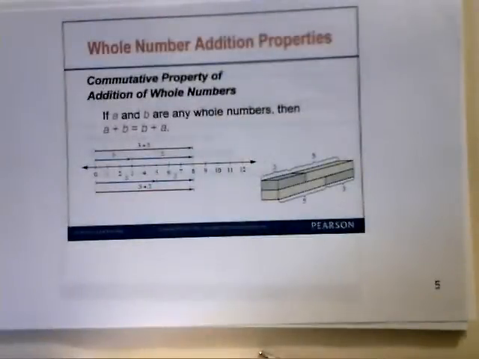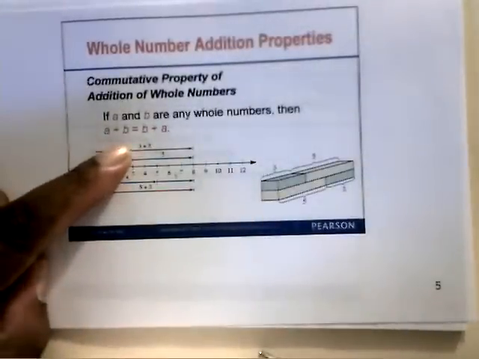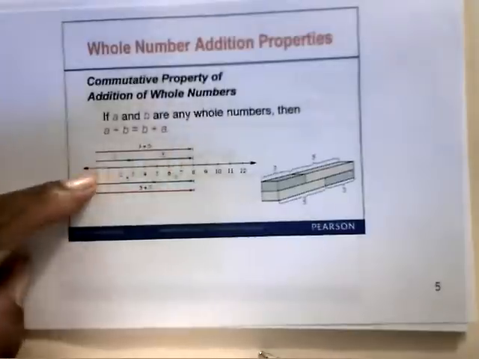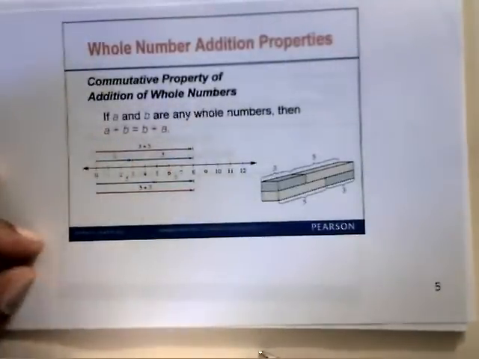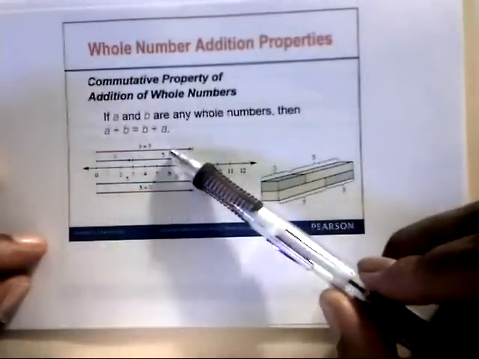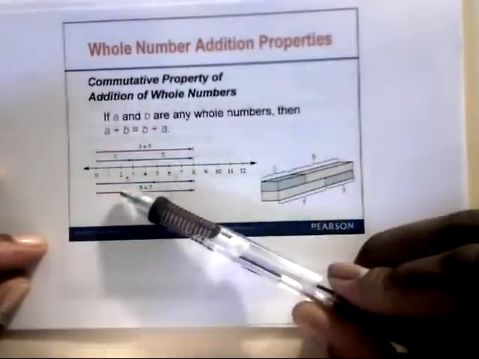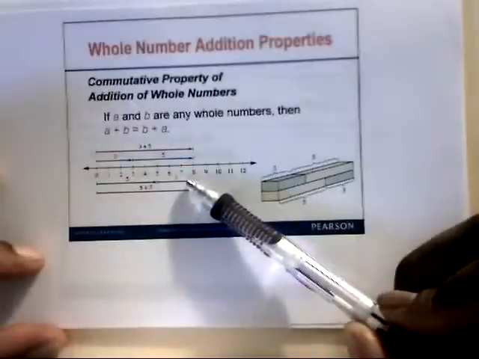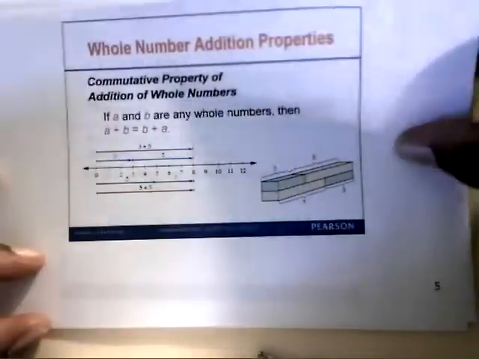All right, next is the commutative property of addition of whole numbers. If you have A and B, and they're any whole numbers, then the sum of A and B is the same as the sum of B and A. So A plus B is the same as B plus A. If we take the sum of 3 plus 5 in this particular situation here, we're going to get the same sum as if we added 5 plus 3. So 3 plus 5 and 5 plus 3 will give you the same answer of 8.